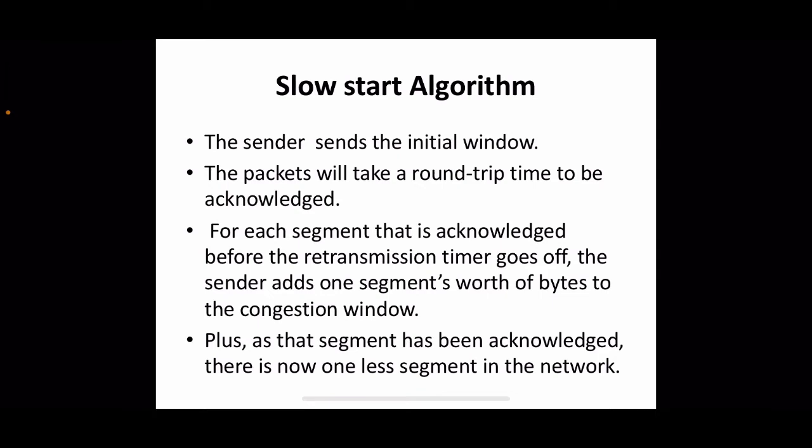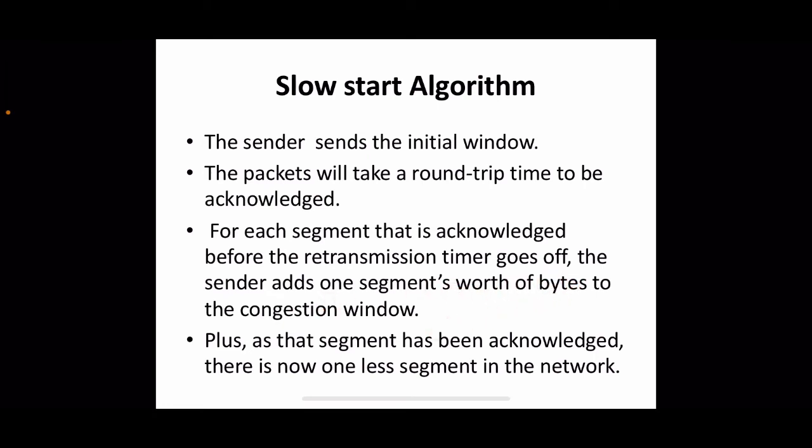So we will call the algorithm here the slow start algorithm. The sender sends the initial window, maybe one segment. The sender may send just one segment, and the packet will take a round trip time to be acknowledged, right? That packet from the sender will reach the receiver, and the receiver will send a reply back. So a round trip time is taken to get a reply back from the receiver. For each segment that is acknowledged before the retransmission timer goes off, the sender adds one segment's worth of bytes to the congestion window.